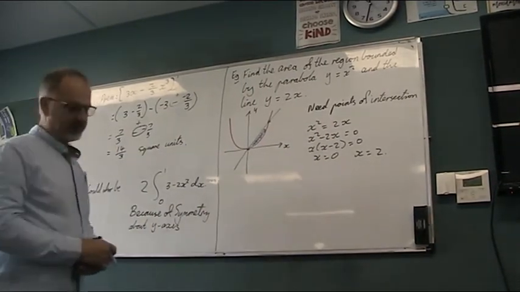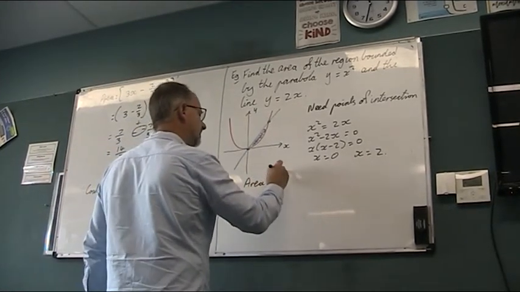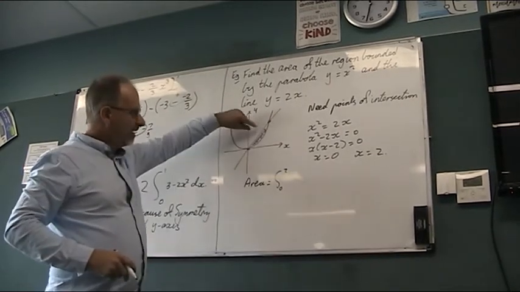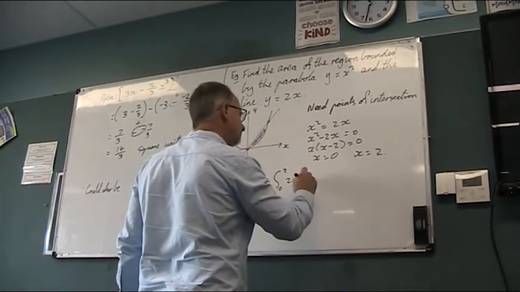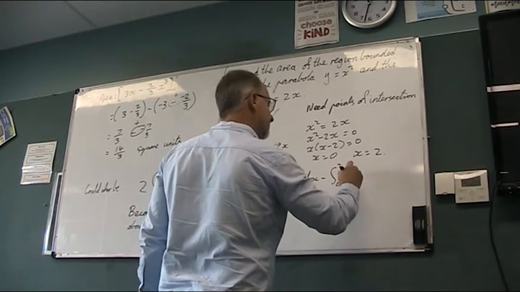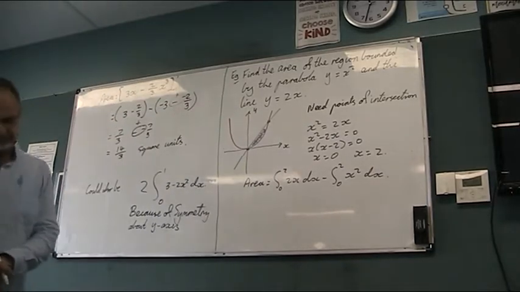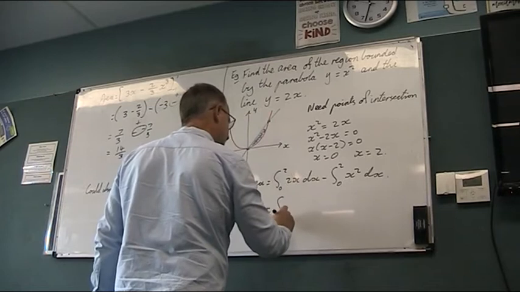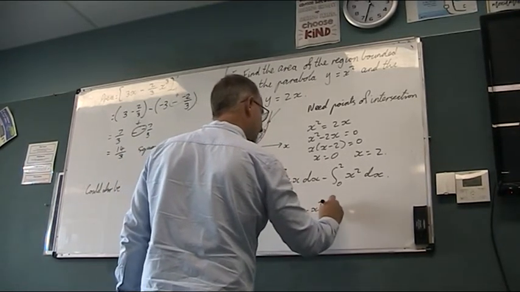Because now, for the area, it's the upper one, which is 0 to 2 of, and here the upper one is the green one, which is 2x, minus the lower one, which is the x squared. Put them together: 0 to 2, 2x minus x squared dx.